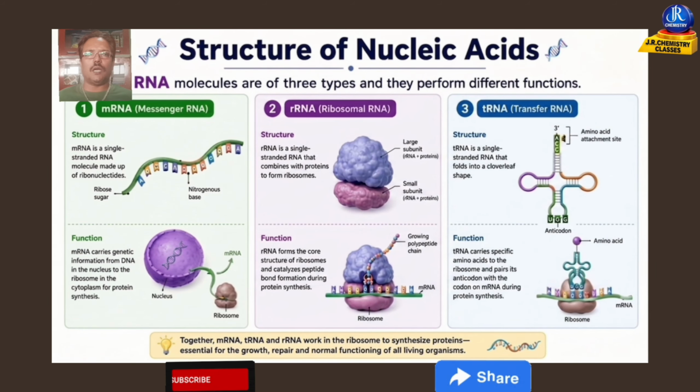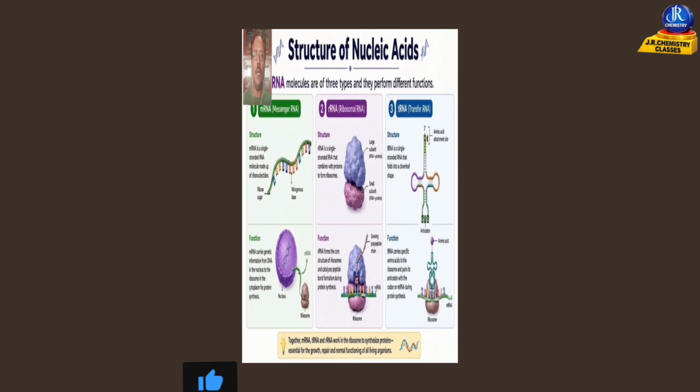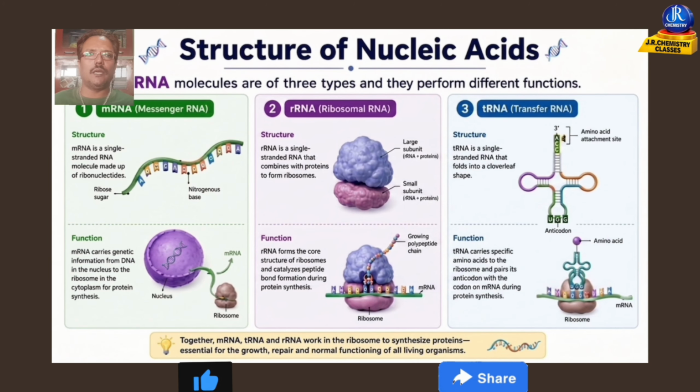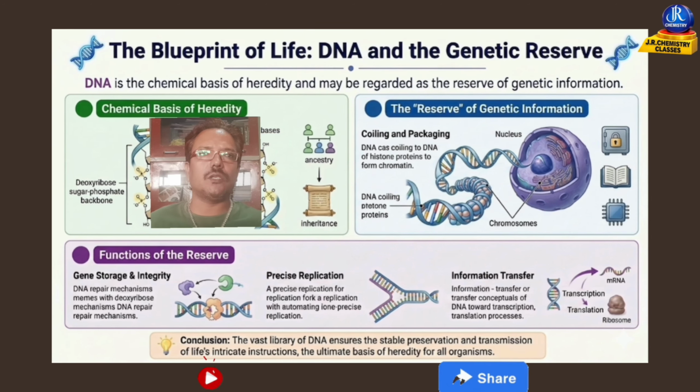RNA molecules are of three types and they perform different functions. Types of RNA are named as messenger RNA, in short mRNA, ribosomal RNA, in short rRNA, and transfer RNA, in short tRNA. Biological functions of nucleic acids.